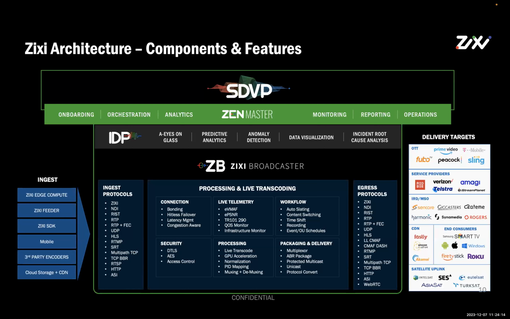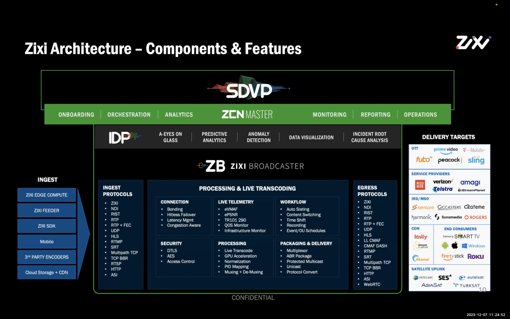Normalization is a big feature within the customer base, taking a multitude of different feeds that might be of different formats, and bringing them in and normalizing them to an internal mezzanine processing format. Things like PID mapping, different audio processing. Muxing and demuxing is built into the platform. So taking a muxed feed and splitting it out into various different components for downstream processing, or on the delivery side, taking streams and multiplexing into a final result.